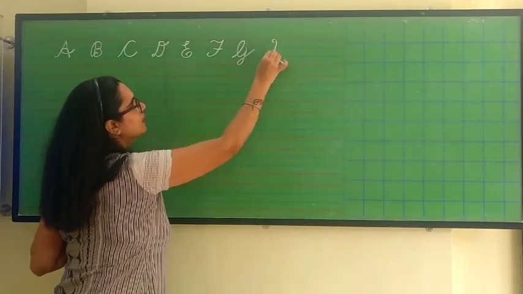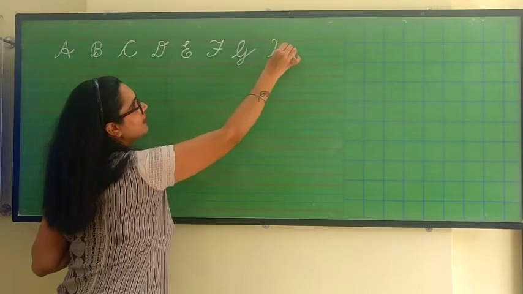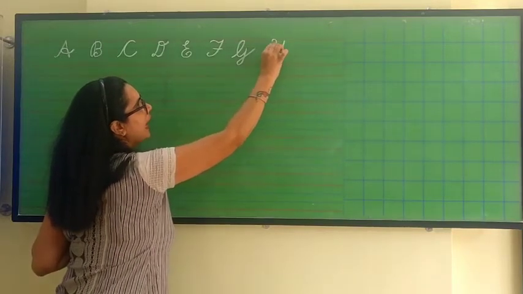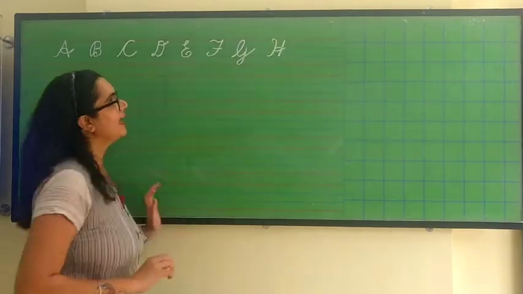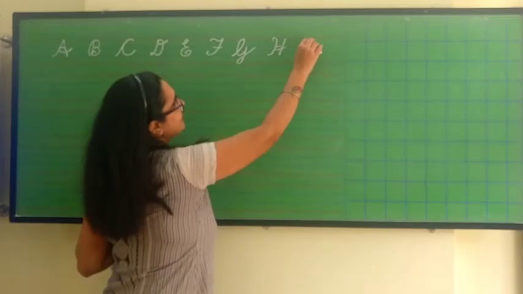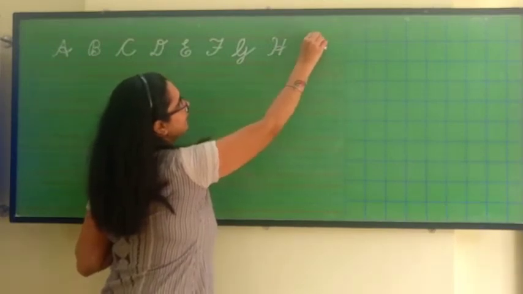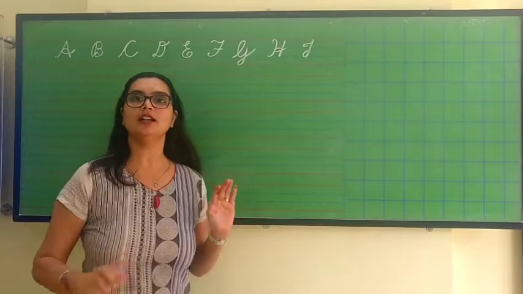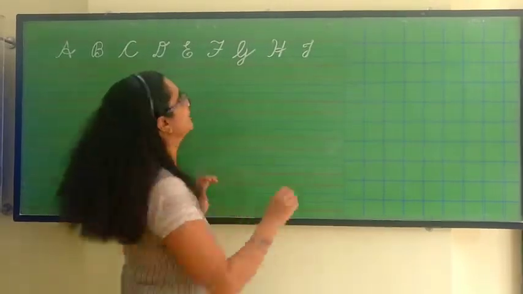Now H. One turn here. Then a slant line here. Go up. And a turn. H. Now I. So curve here, come down, and an inside turn. This is I.